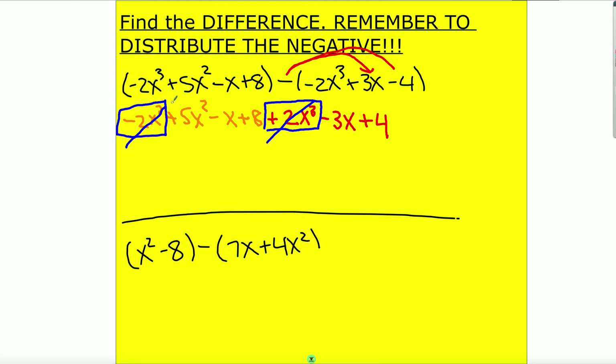Then I would look at my x squared terms. I have a positive 5x squared. There are no other x squared terms. When I combine the x to the first powers, I have negative x, negative 1x, minus 3x, which make negative 4x. And then I have positive 8 and positive 4, which make positive 12.